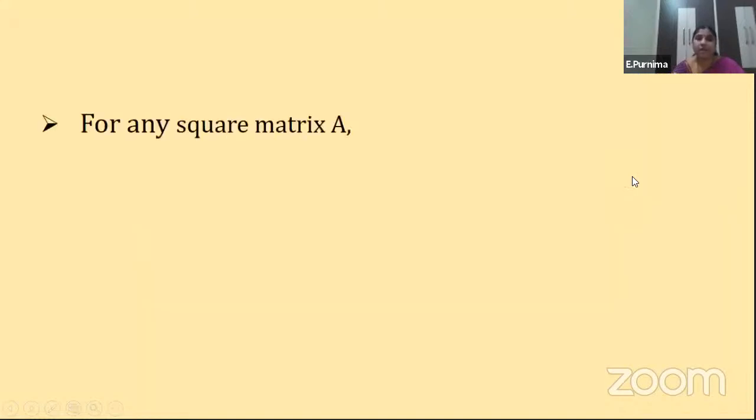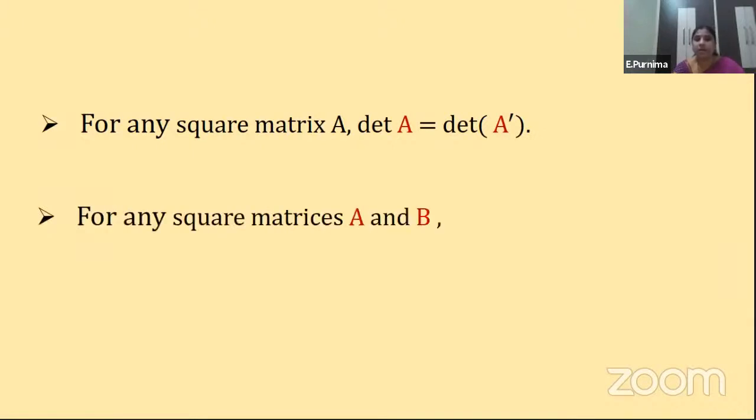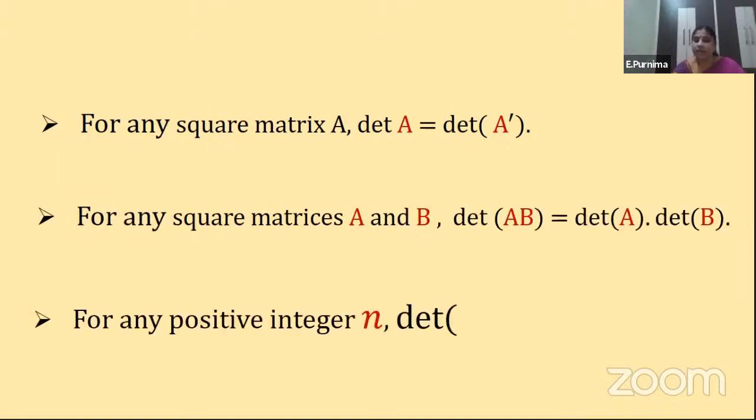Next one is, for any square matrix A, determinant A is equal to determinant of A dash. A dash means, as you already know, A transpose. It means if you find the transpose and then find the determinant, both are the same. Next important property is, for any square matrices A and B, determinant AB is equal to determinant of A into determinant of B. Okay, next one is for any positive integer n, determinant of A to the power of n is equal to determinant of A, whole to the power of n. Clear? So these are the properties, children, that we have.